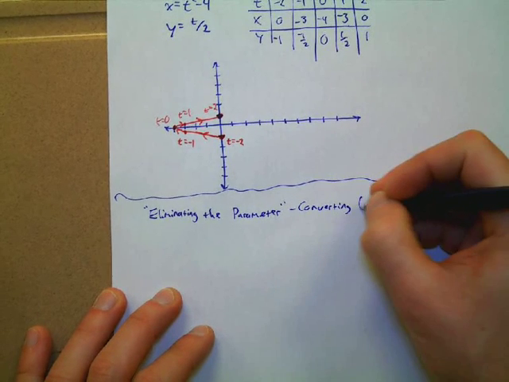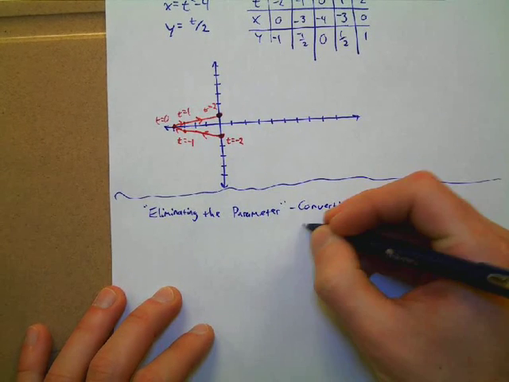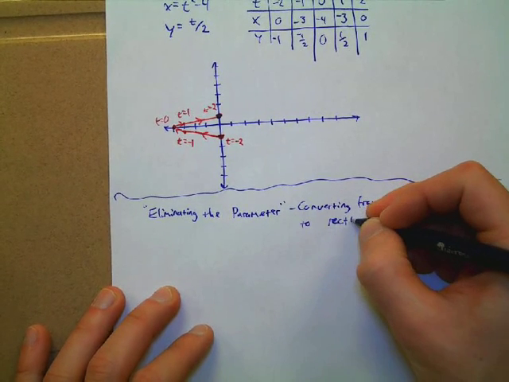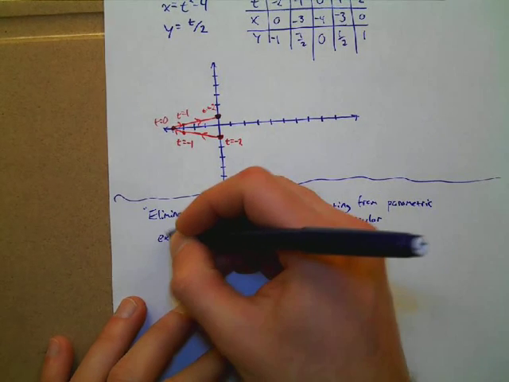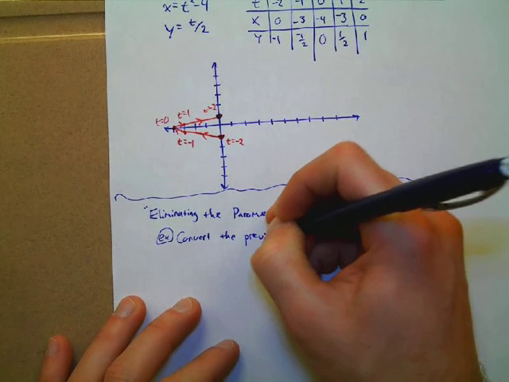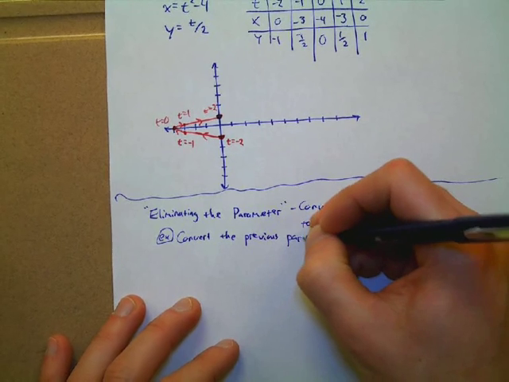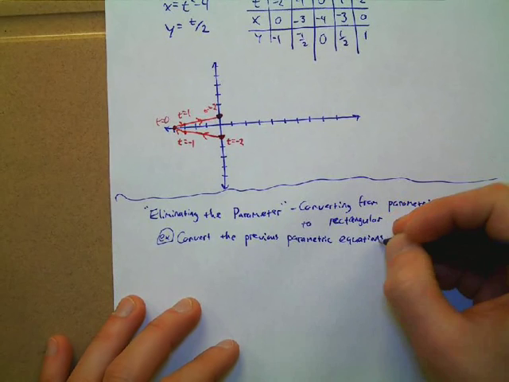Okay. In fact, let's just take that previous example. Let's convert the previous parametric equations to rectangular form. So our original equations we had were x equals t squared minus 4 and y equals t over 2.